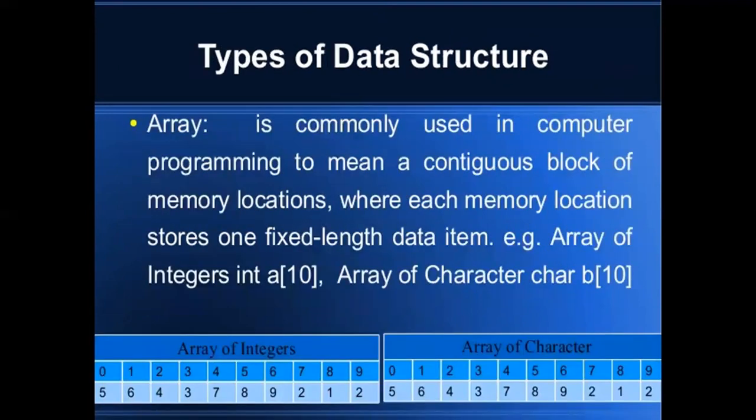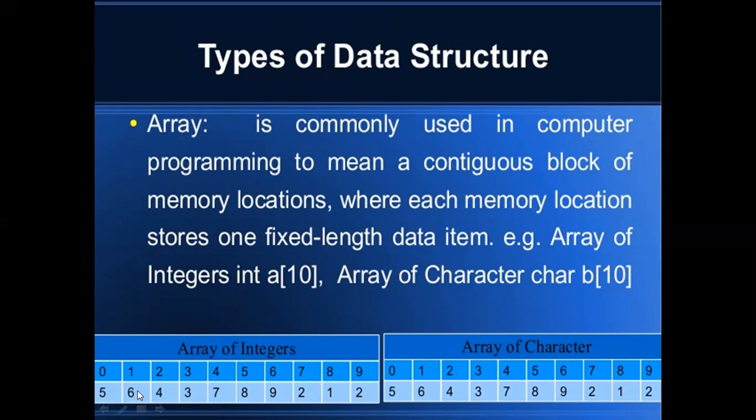So here one by one I am going to explain the linear data structures. That is array. It is commonly used in computer programming for a contiguous block of memory locations. It is a fixed length data item. Suppose here I have used an array of 10 elements. It starts with the 0th location up to the 9th location. Here I have stored some data. Suppose in the 0th location I have stored the 5th element. In the first location I have stored the 6th element.